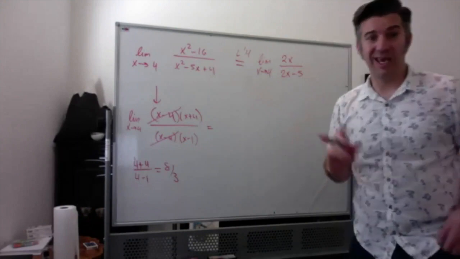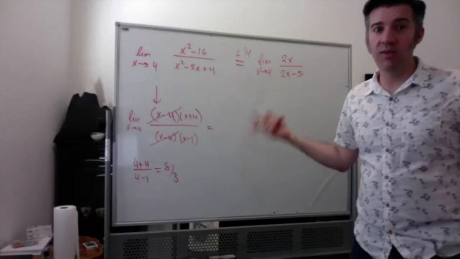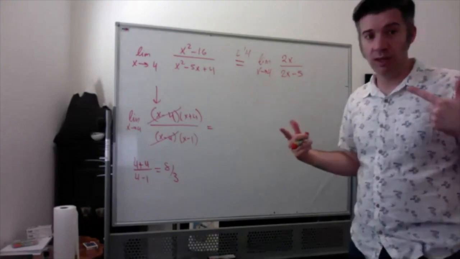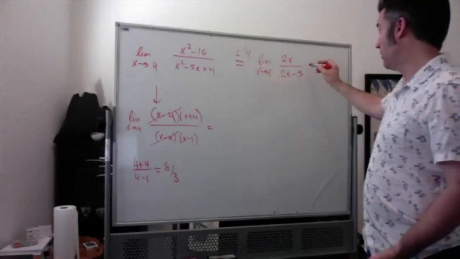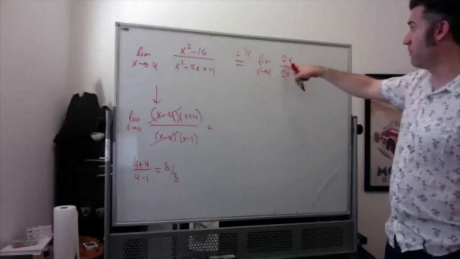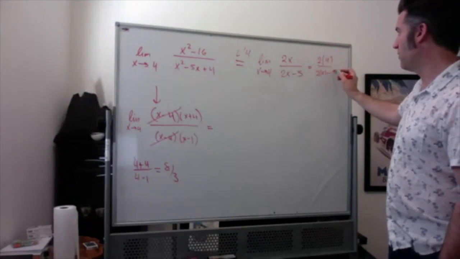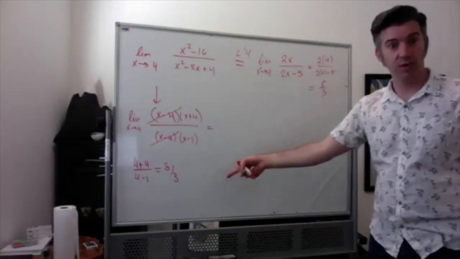Now be careful, we can't use L'Hopital's rule again here, right? I don't have a 0 over 0. Really what I should be saying is every time after you use L'Hopital's rule, you should check, can I plug this in and get a real number? And if I do, I do. Right? If I plug in 4, I get 2 times 4 over 2 times 4 minus 5, which is 8 over 3. Same. Great.